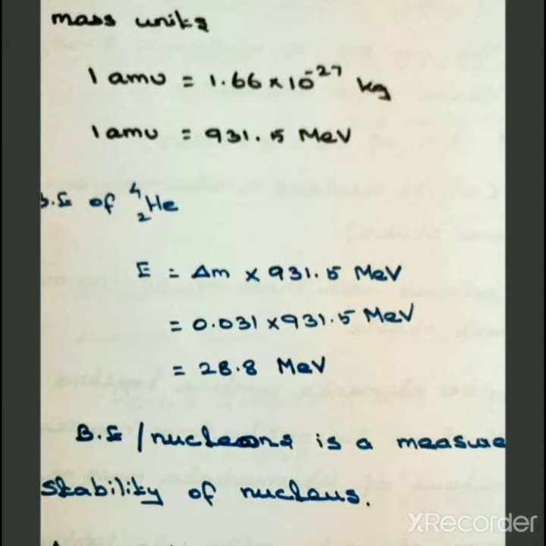The mass can be explained in different units. To calculate the energy from the mass defect, the mass value can be used as 931.5 million electron volt. For example, by using the above equation, we can calculate the binding energy of helium. That energy is equivalent to mass defect, delta m, into 931.5 million electron volt. So whenever we substitute the mass defect value of helium, it gives the binding energy of helium, and that is equivalent to 28.8 million electron volt.